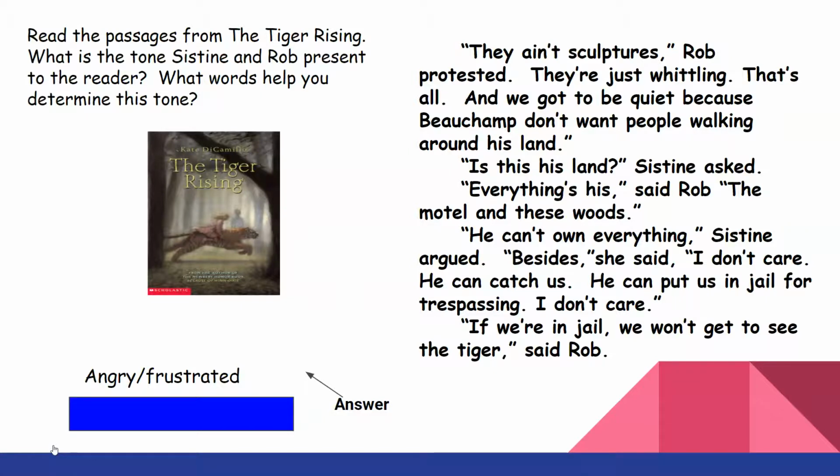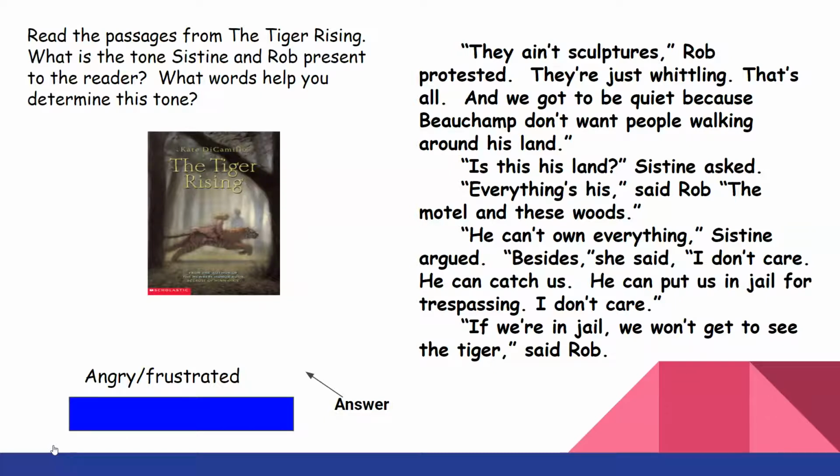"So they ain't sculptures," Rob protested. "They're just whittling, that's all. And we got to be quiet because Beauchamp don't want people walking around his land." "Is this his land?" Sistine asked. "Everything's his," said Rob. "The motel and these woods." "He can't own everything," Sistine argued. "Besides," she said, "I don't care. He can catch us. He can put us in jail for trespassing. I don't care." "Well, if we're in jail, we won't get to see the tiger," said Rob.